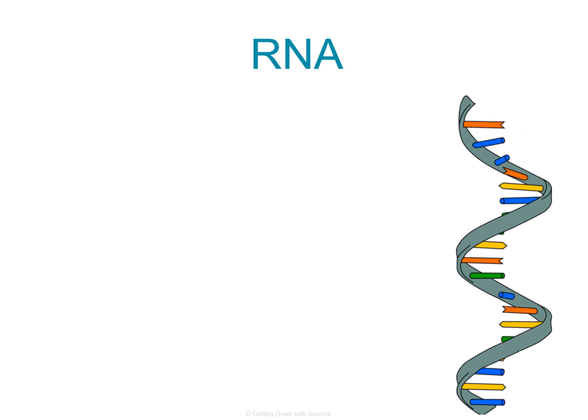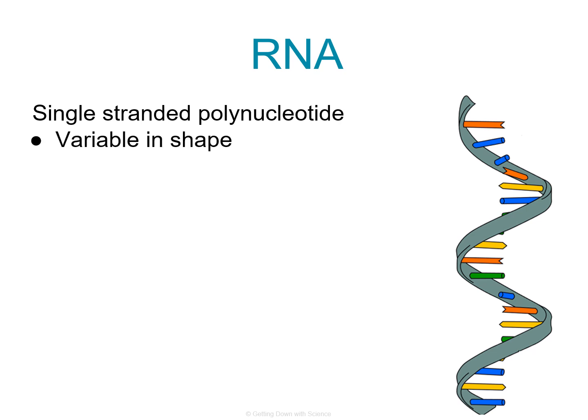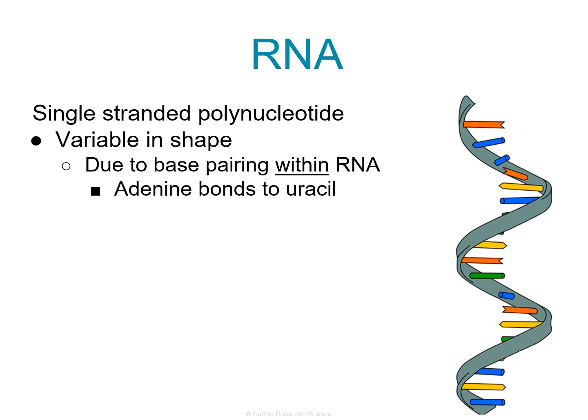So, RNA is just a single strand of polynucleotides. They vary in shape and size, and this is due to the base pairings between them. Now, remember, structure dictates function, so RNA's structure is different than DNA because adenine binds with uracil instead of thymine, and cytosine still binds to guanine.